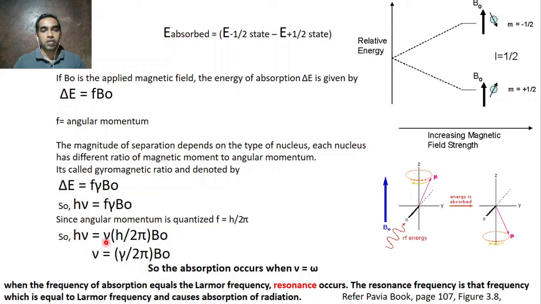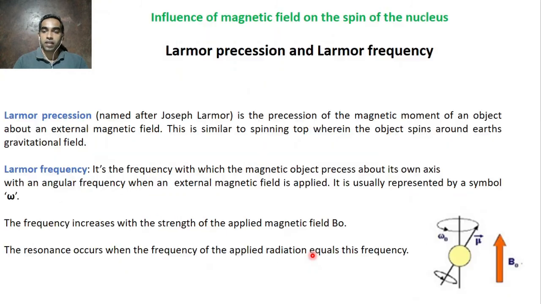So h nu is equal to gamma into F, and the angular momentum is quantized, we know it. F is equal to h over 2 pi. Substitute here, it becomes gamma into h over 2 pi into B0. So nu is equal to gamma divided by 2 pi into B0. So the absorption occurs when nu is equal to gamma. This is the very simple way we want to tell. So this gamma is the frequency with which it rotates.